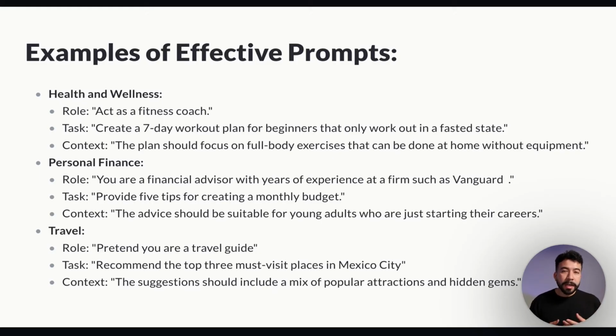Another one could be for travel. Pretend you are a travel guide. Recommend the 3 top must visit places in Mexico City. The suggestion should include a mix of popular places and also hidden gems. This is an easy way to think of effective prompts by giving it a role, task, and context. So I know it sounds repetitive, but this alone is going to help you become a better prompt engineer.